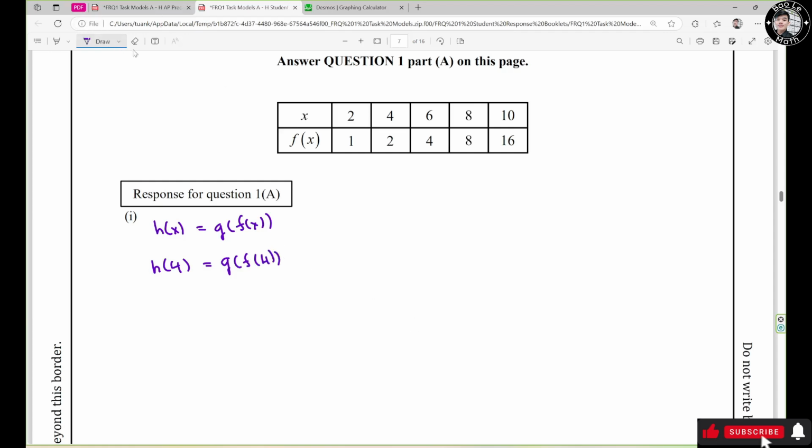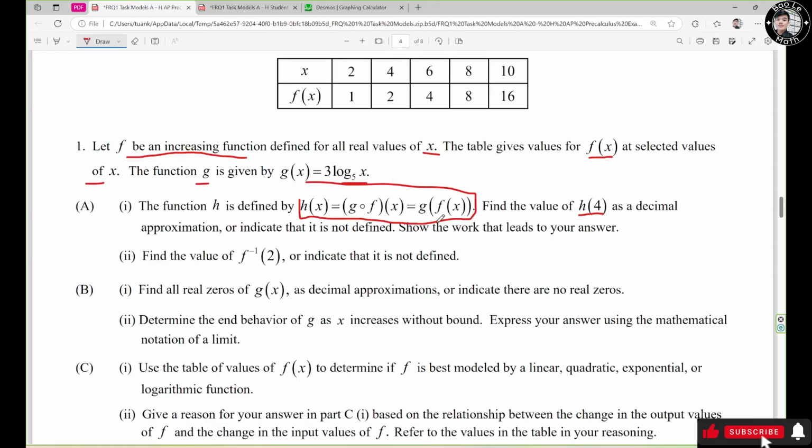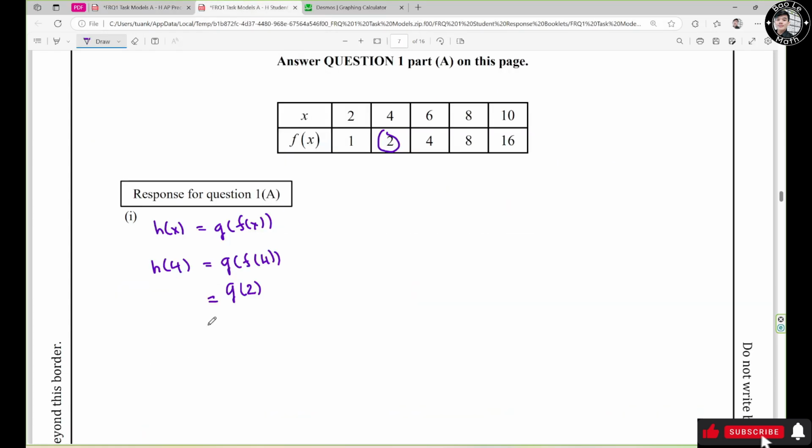Now we look at the table right here. We have f of 4 is going to be 2, right? So it could be g of 2, right? Now we look at the function g. It's going to be 3 times log base 5 of s, right? So we just substitute 2 for s, right? So we have 3 times log base 5 of 2, right?